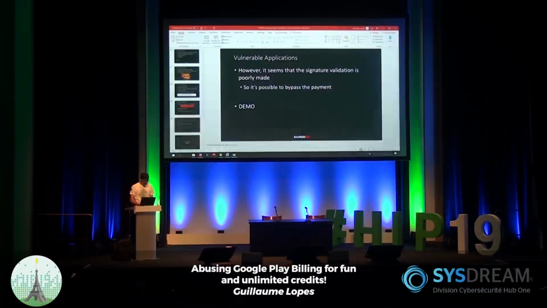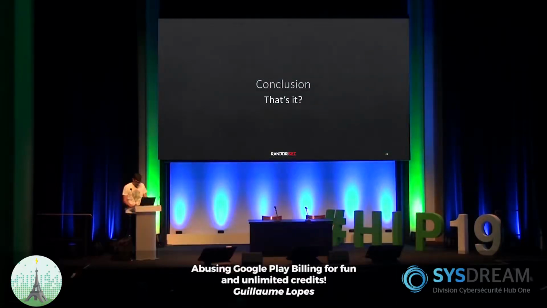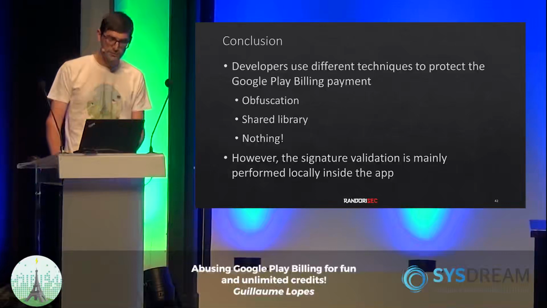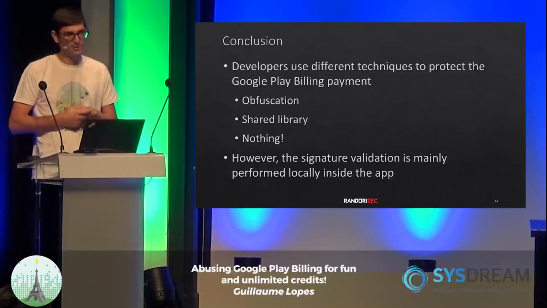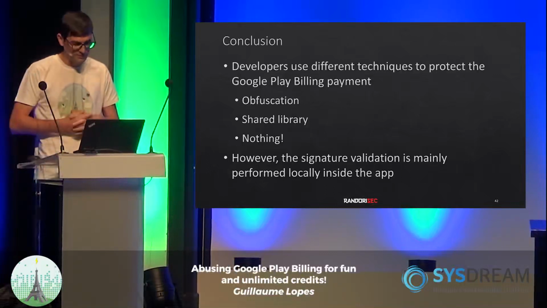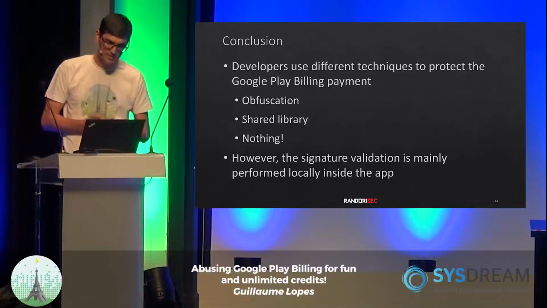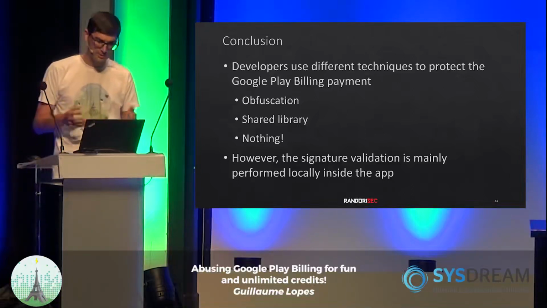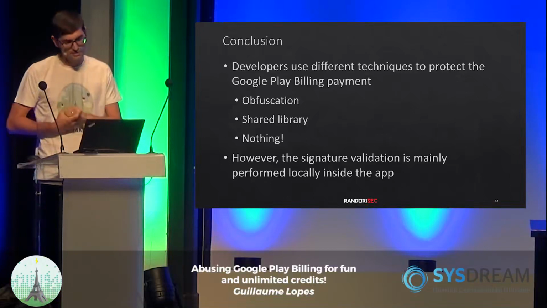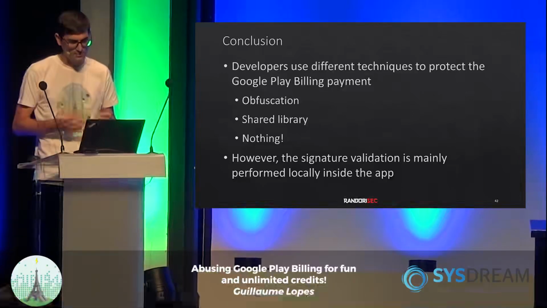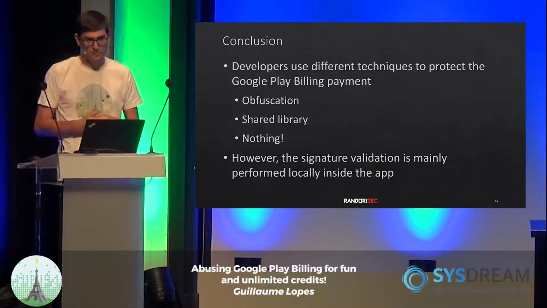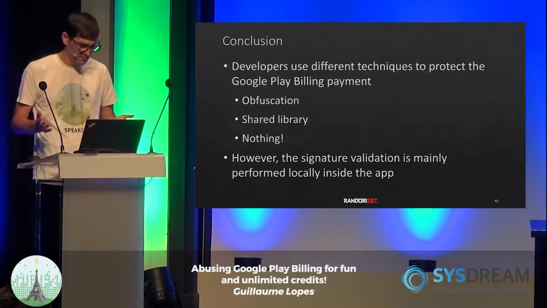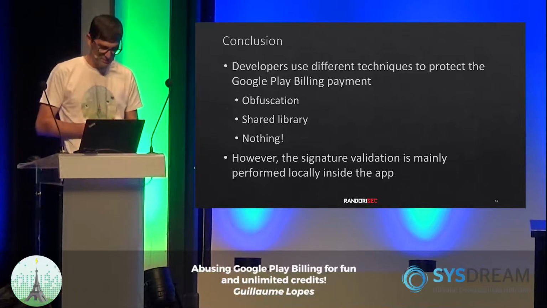So that's all for the vulnerable application. So let's go to the conclusion. As I tried to show you, developers use different techniques to protect the Google Play billing payment. Sometimes they try to use obfuscation, from what I see on the different Android applications I tested. Shared libraries, you see some shared libraries in .NET and other ones using native code. And sometimes nothing at all, like Doodle Jump, where there is no improvement in security.